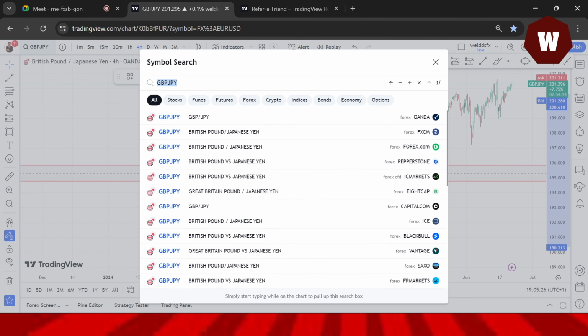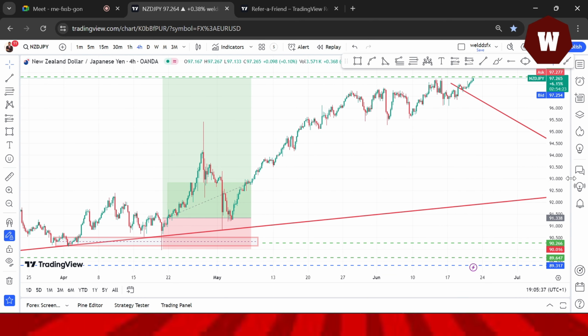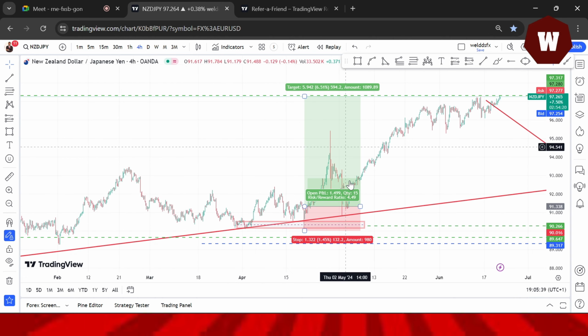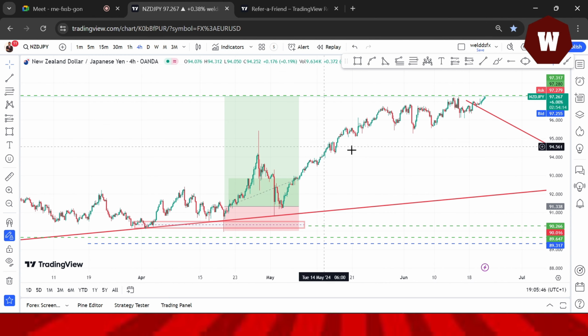Then NZDJPY, this was a trade I called. My other student took this trade. They were afraid. They just closed the trade after making a profit of 3 times. I told them just keep the trade and go and sleep.